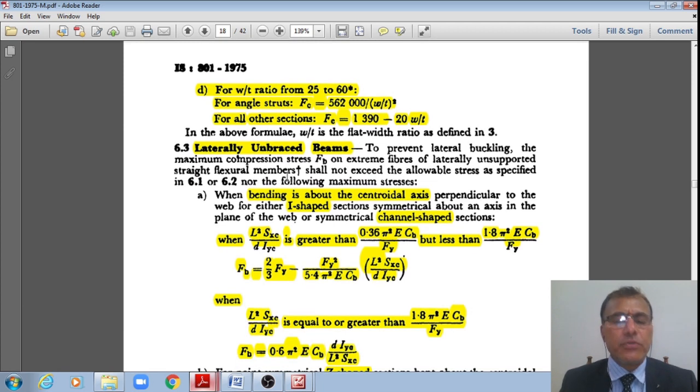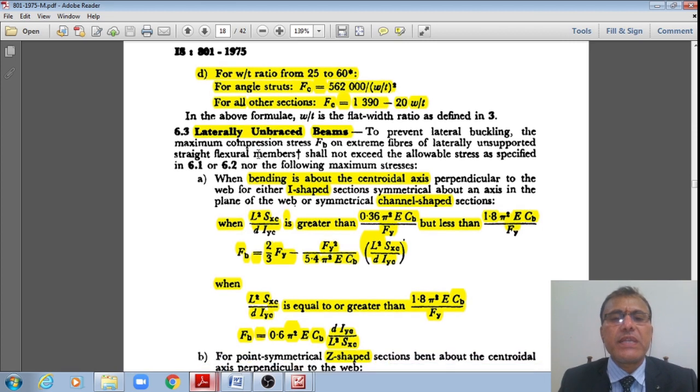Now I hope you are understanding these discussions. Now let us see the next one, laterally unbraced beams, when bending is about the central axis, either for I-shaped sections symmetrical about an axis in the plane of the web or for symmetrical channel sections, either of the two.